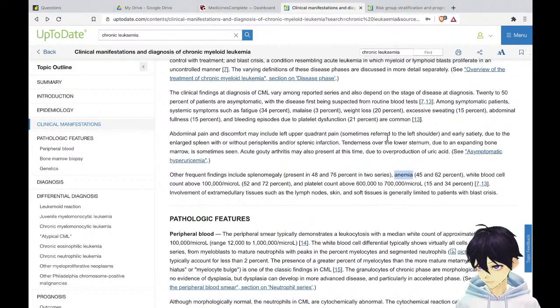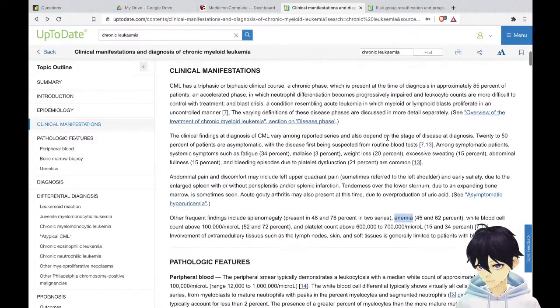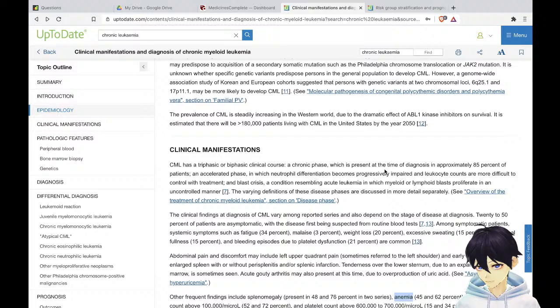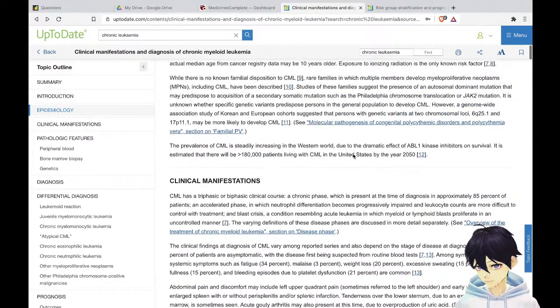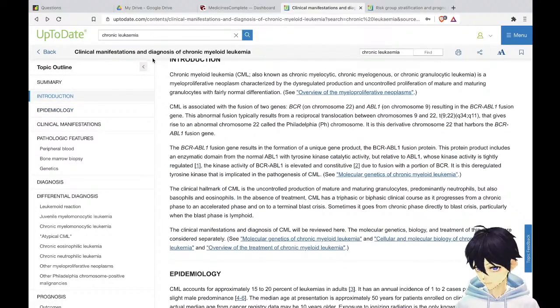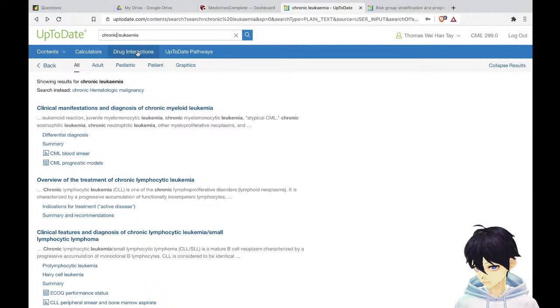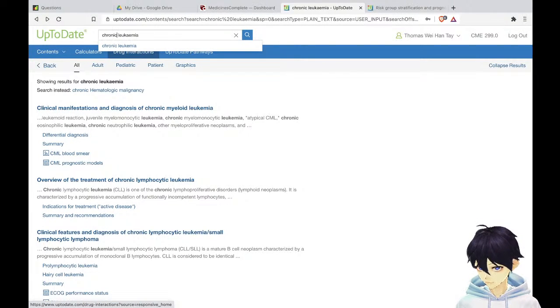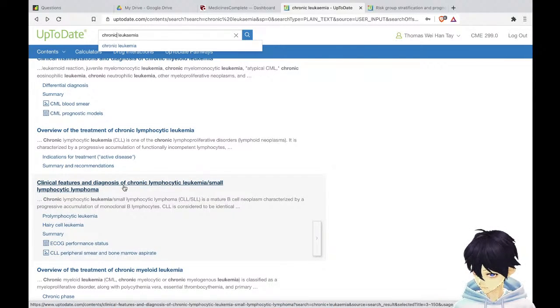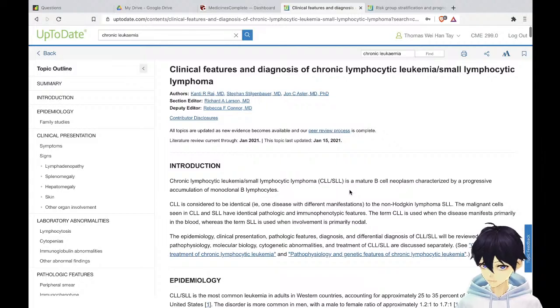Okay, so AML, acute myeloid leukemia, is in adults more than 65, and acute lymphoblastic leukemia is more common in children. And chronic myeloid leukemia is more common in adults. How about CLL? Chronic lymphocytic leukemia, small lymphocytic. Okay, there's the last one of the four.